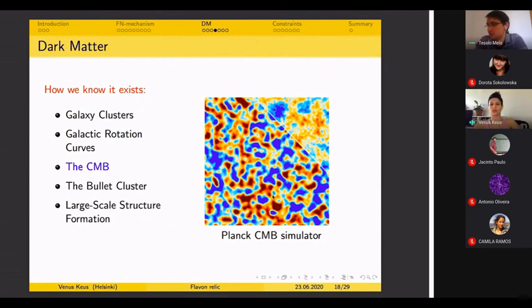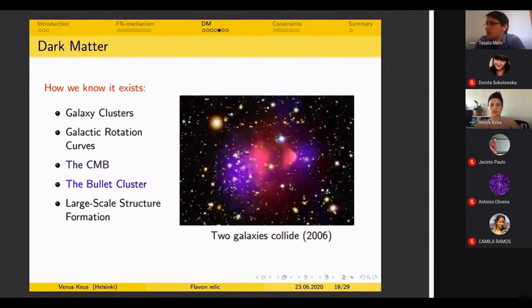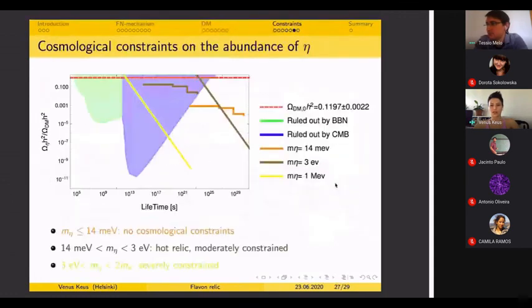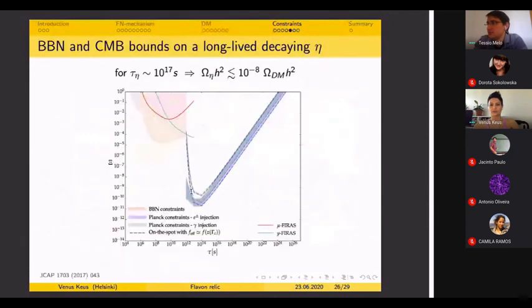So it would have an effect on the pattern of your CMB. And that's basically what this plot is saying: depending on the age of this particle, which translates into how fast it decays into photons, the abundance of your particle is quite constrained.